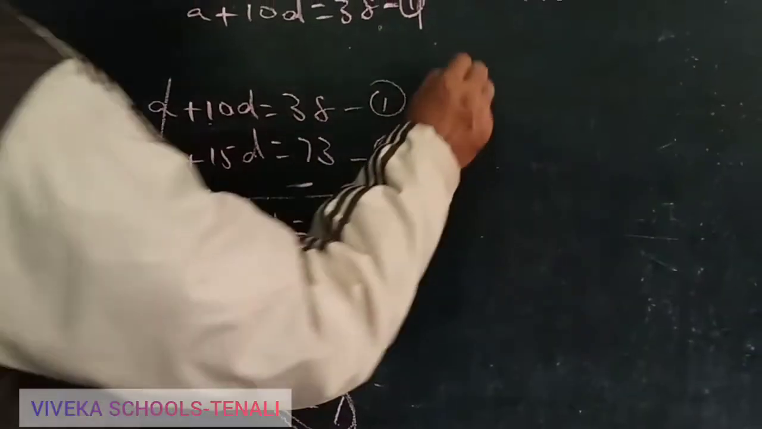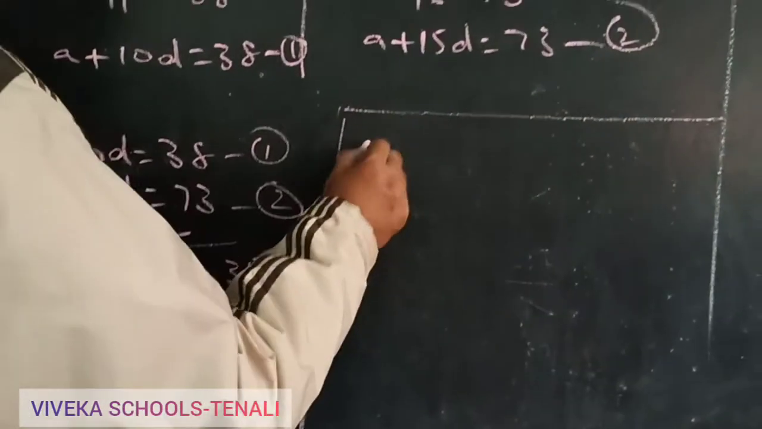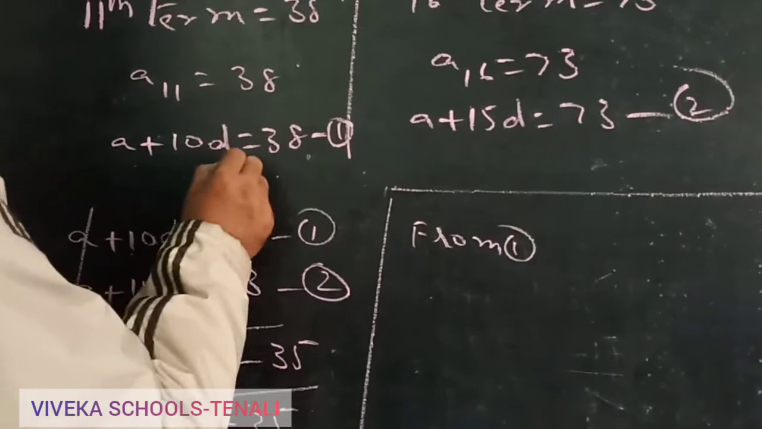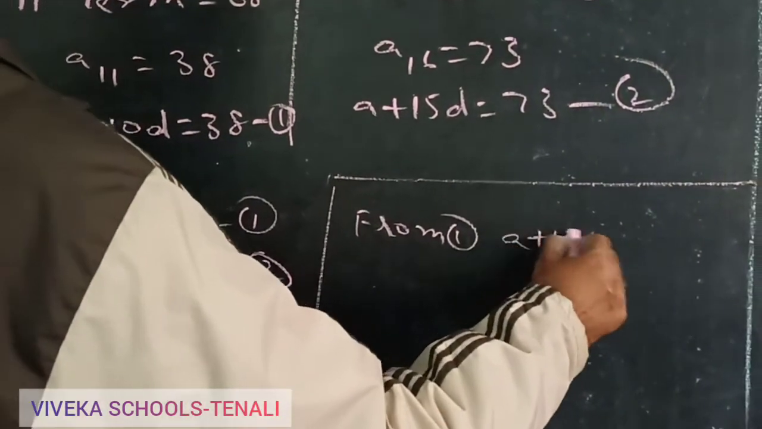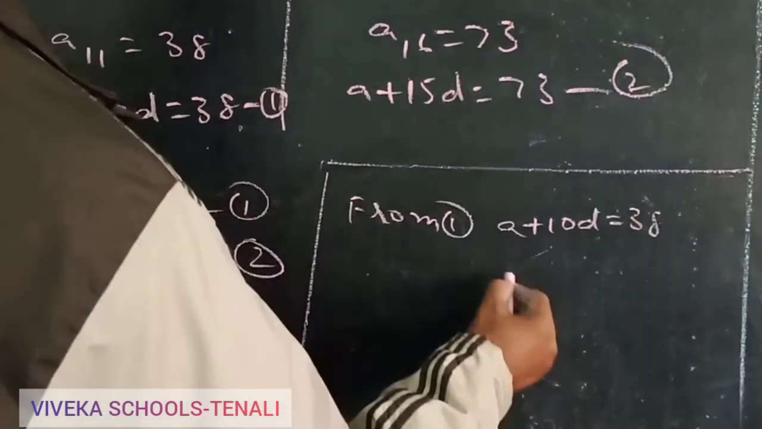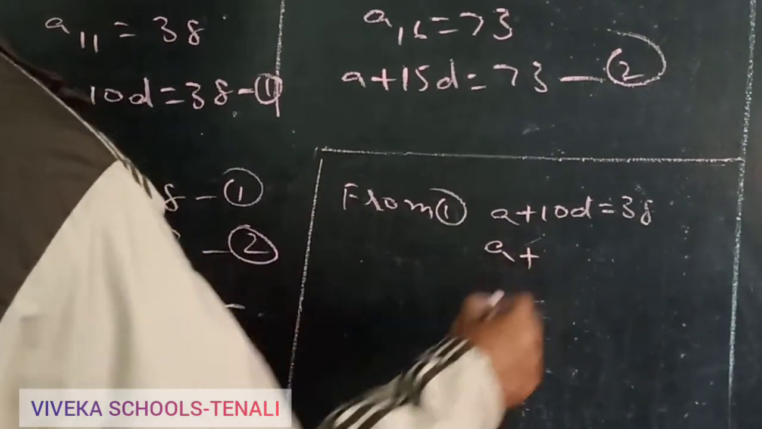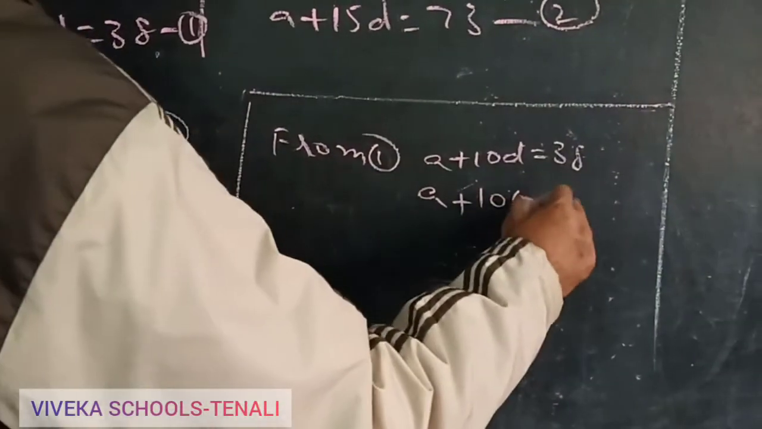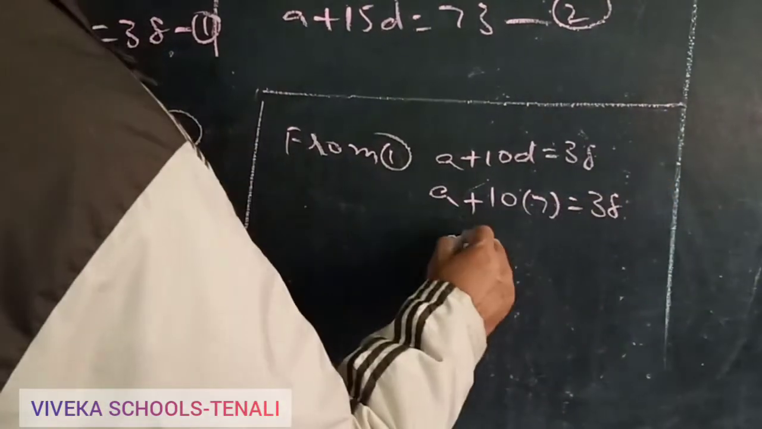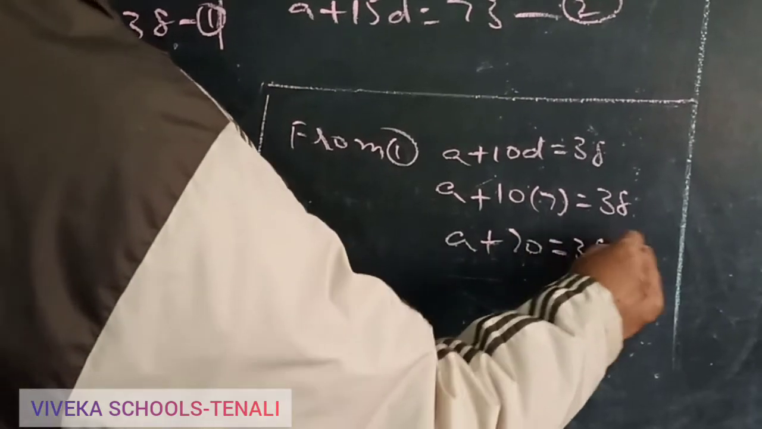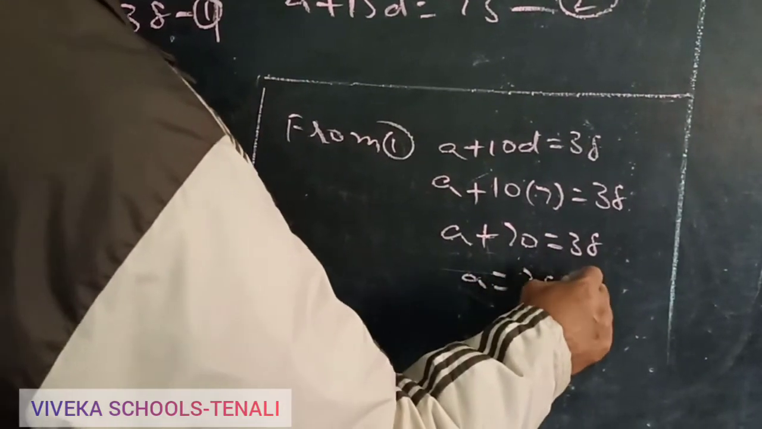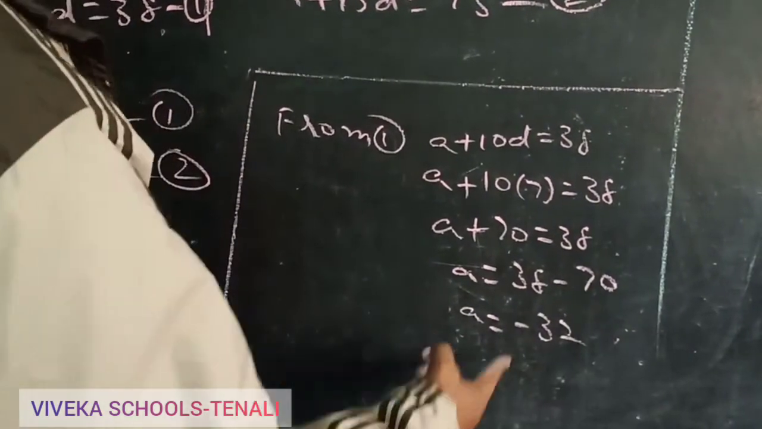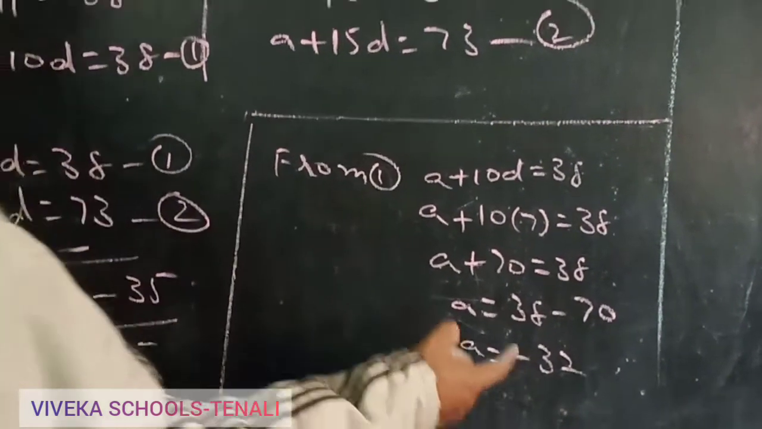D value is 7. Substitute D in 1 or 2. From 1, A plus 10D equal to 38. A value is unknown. A plus 10 into D, D equal to 7. So 10 into 7 is 70. A plus 70 is equal to 38. A is equal to 38 minus 70. A is equal to minus 32. What is the required value?